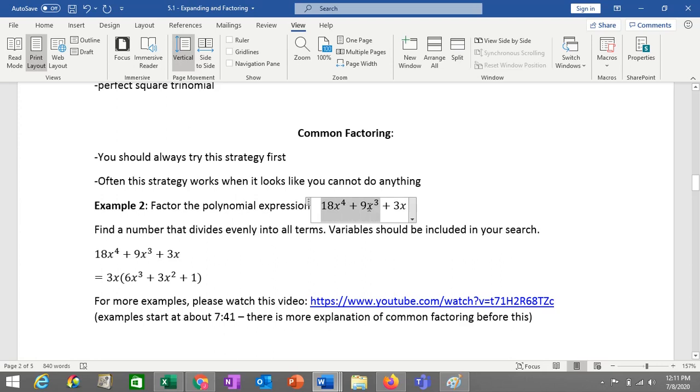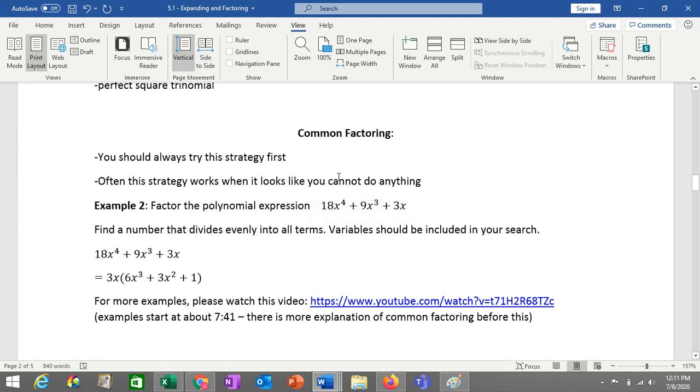18x to the 4 plus 9x cubed plus 3x. So we can factor this by common factoring. So we want to find a term that goes into each number, and we want to include the variables in that. So the minute you can see at least one x in everything, you know that you can divide all this by x.